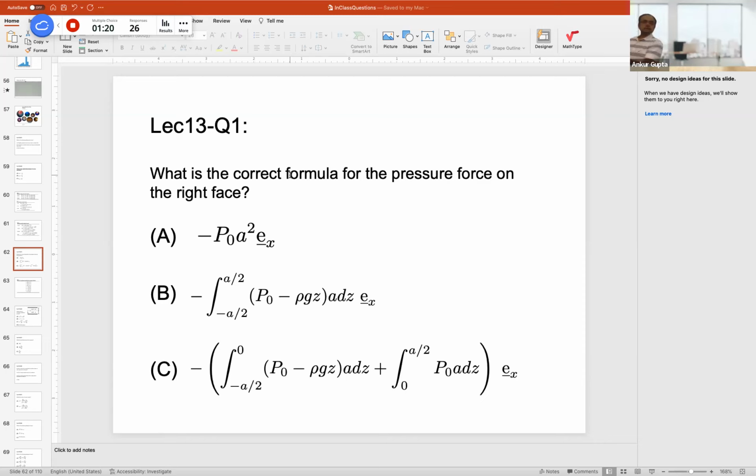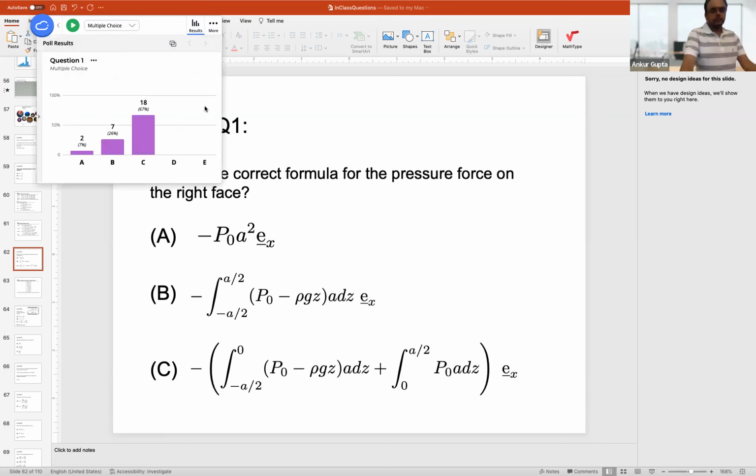All right, I think everybody has almost responded. Let's see. There's some sort of split, which is not unexpected. What is correct is actually C. Most of you did get it right.